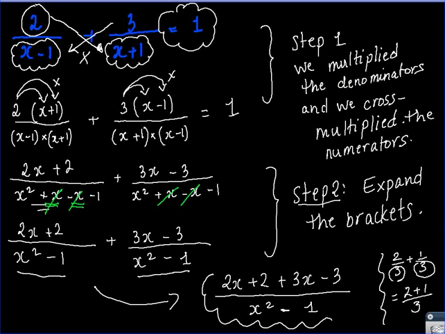Now, if you look at your numerator part, you can see that you've got some like terms as well. You've got 2x and the 3x that you can add together, and you've got the plus 2 and the minus 3 that you can collect together and simplify. So let's jump to a different page now and simplify the numerator, and then finally we're going to solve the equation.